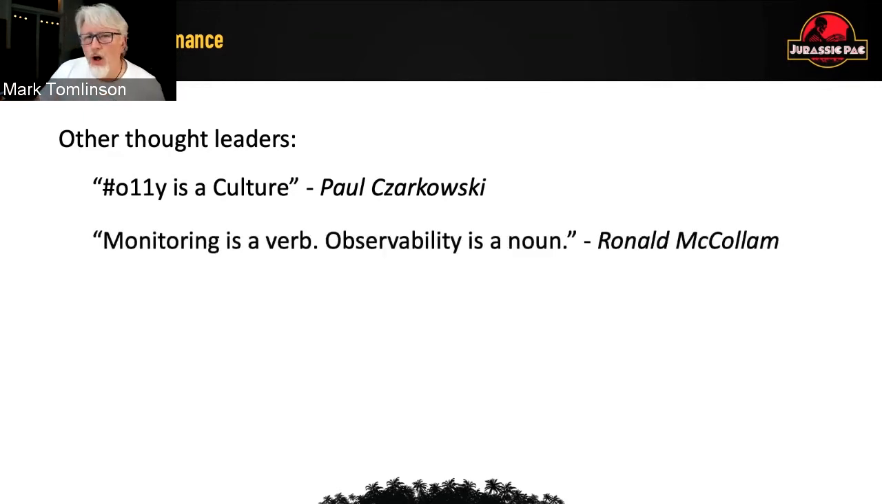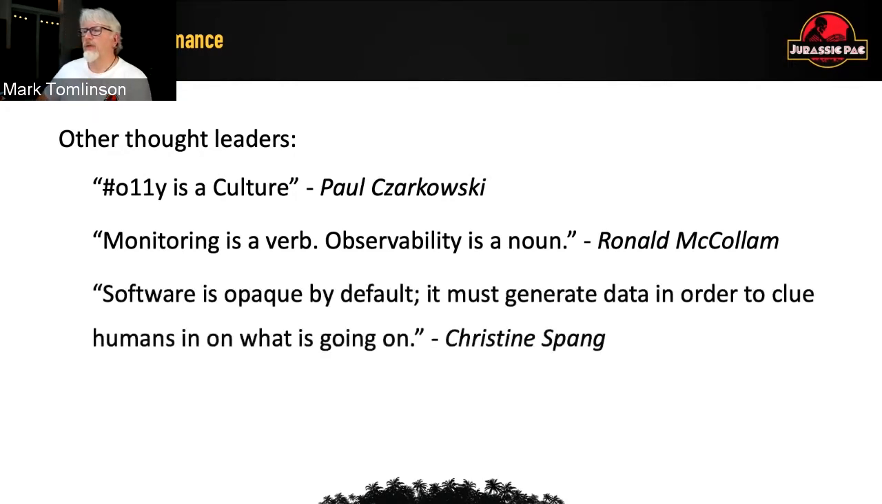I love this one from Ronald McCollum. Ronald's from Grafana, a fantastic visualization tool, probably the number one open source visualization tool at this point. Monitoring is a verb, observability is a noun, and I see that repeated all over the place. But I think he was one of the originators of that. I love that idea, right? You're going to monitor, observability is a noun, meaning it's a characteristic or quality of the system you built and designed. Is your system observable? Or is it kind of obscure, black box, proprietary, can't be shared, can't be seen, can't be extended, that kind of stuff, right? Thought that was cool.